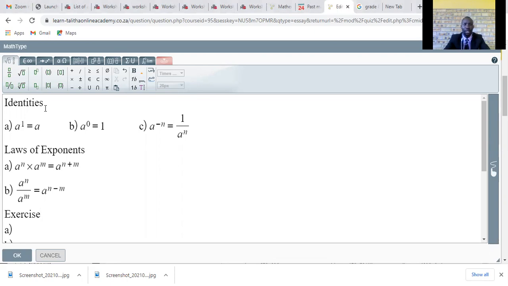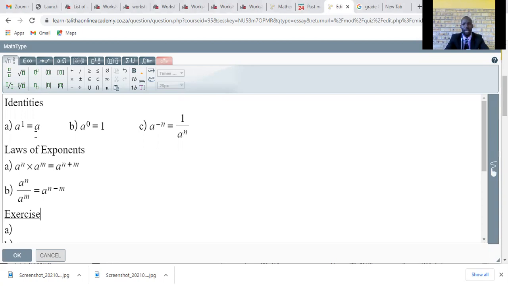And what are some of the identities? Well, one of the identities is that any number written with a power 1 or an exponent 1 can be written as that number without an exponent, okay? So you can think of any number like 2 power 1 or 2 exponent 1. 2 exponent 1 is 2. 5 exponent 1 is 5. 8 exponent 1 is 8. 10 exponent 1 is 10. 250 exponent 1 is 250.